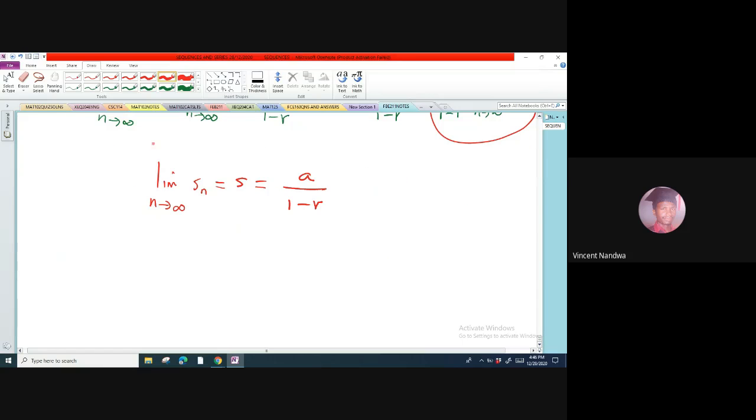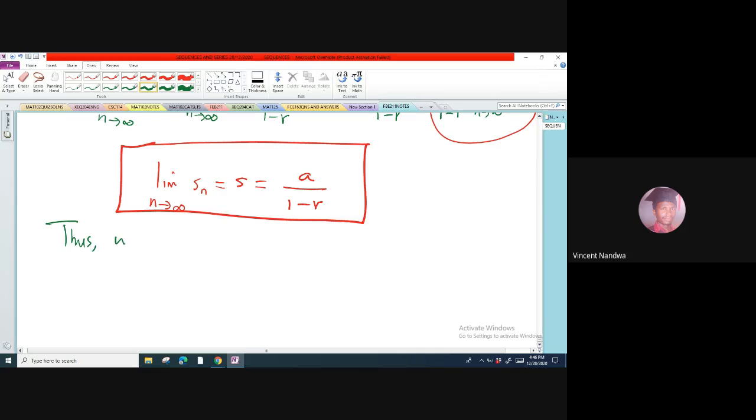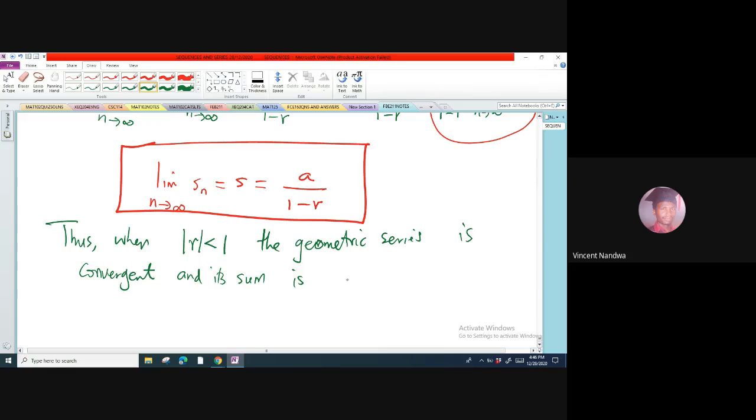So don't forget this. We can say that thus when the absolute value of r is strictly less than 1, the geometric series is convergent and its sum is a over 1 minus r.